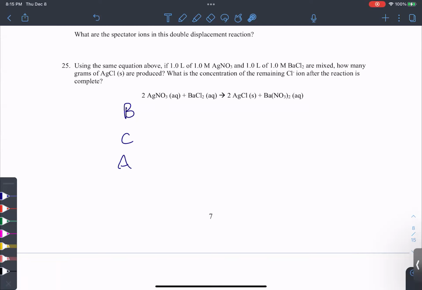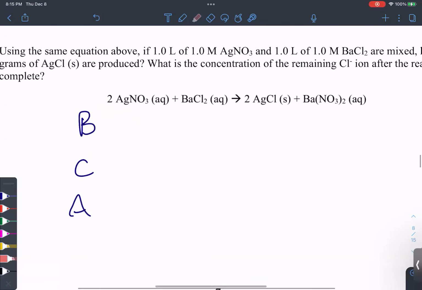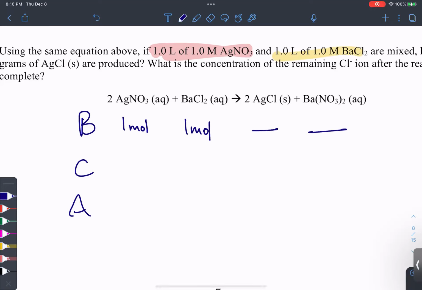We can figure out what the limiting reactant is. Given this information, how many moles of silver nitrate are present? 1 mole. 1 liter times 1 molarity is 1 mole. What about barium chloride? 1 mole, because again 1 liter, 1 molarity. We try to use easy numbers. What about the products here? How much silver chloride do I have? 0. Barium nitrate? 0. Okay, great.